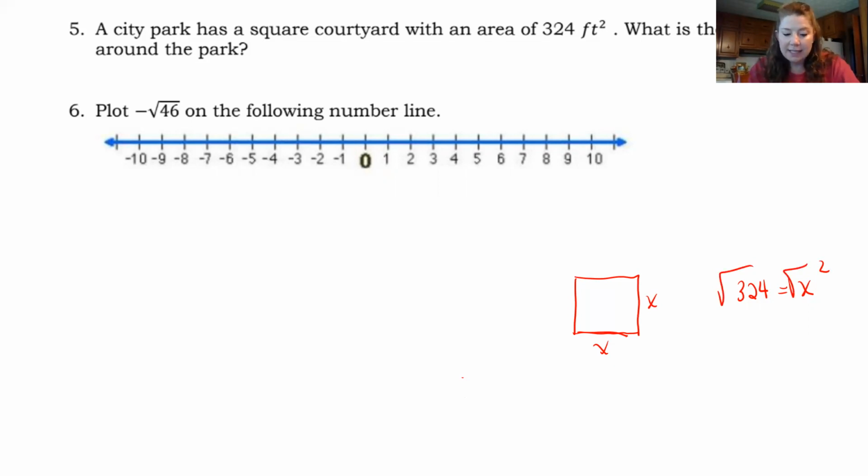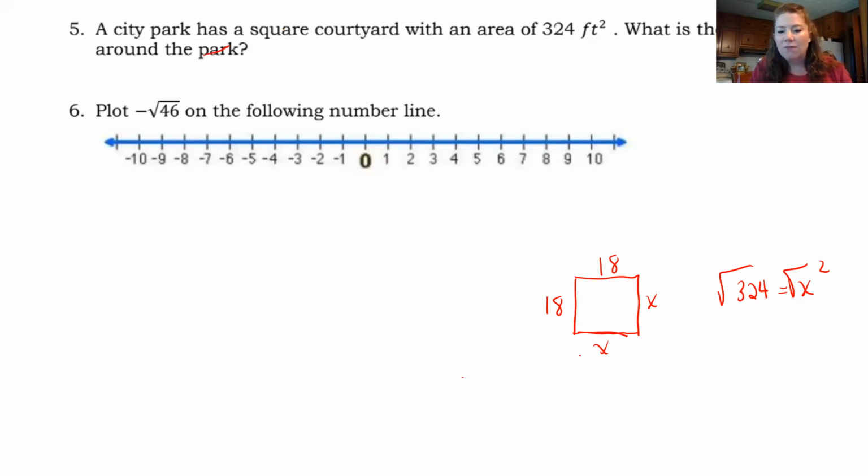I'm just going to use my handy dandy calculator. I'm typing my second button and then my x squared button, so my radical is flashing on my screen. I'm typing in 324 and I get 18. So each side of the square is 18. 18 length, 18 width. And then the question is, what is the distance around the courtyard? This says park, this says courtyard. It should say the same thing, whatever.